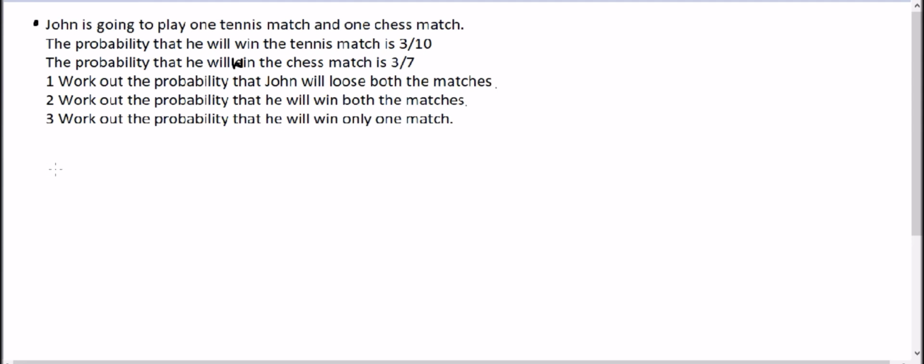It means definitely there are two different events. That means when there is more than one event, we have to use probability tree diagrams. Okay, so this is for the first match, which is tennis. So this is for the tennis match. And this one is for the chess match.